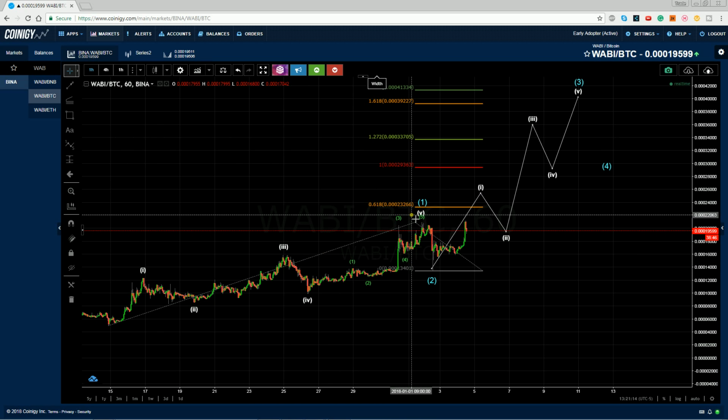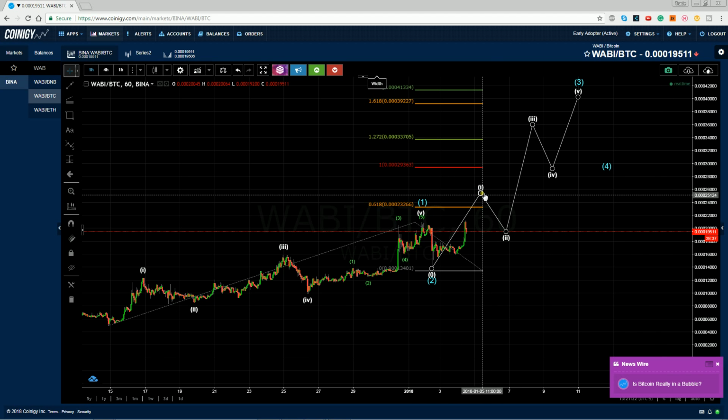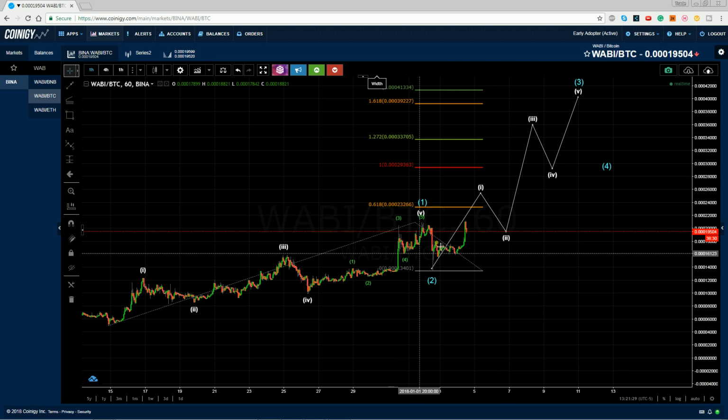Only place I can find it is a 1 wave or an A wave. But I could have a diagonal in my 1 wave here, followed by a diagonal in my 1 wave here. That doesn't disqualify the count. It's the larger degree that would disqualify if the 4 overlaps. But I very certainly could have.